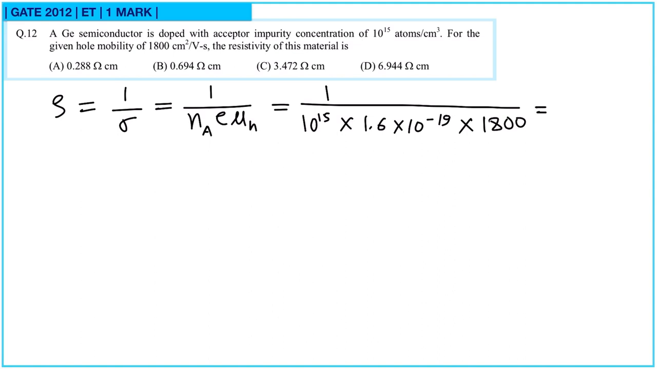So this will be 3.47 ohm meter, because I had not converted it into meter cube, so it will be in centimeters. So option C is correct.